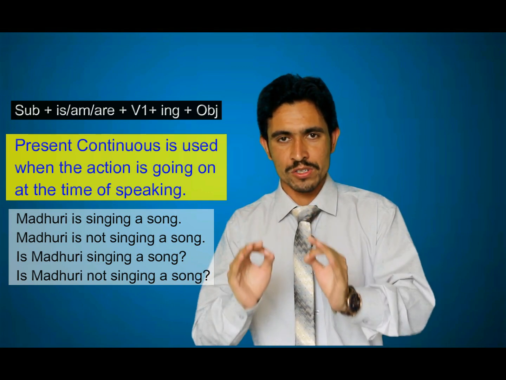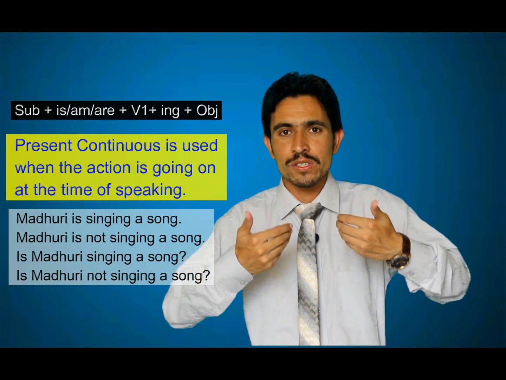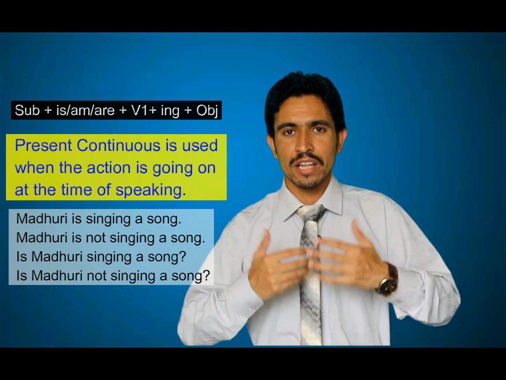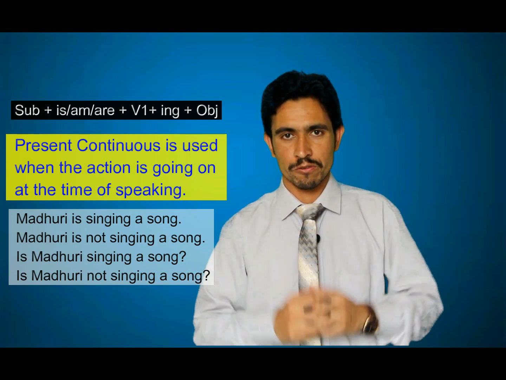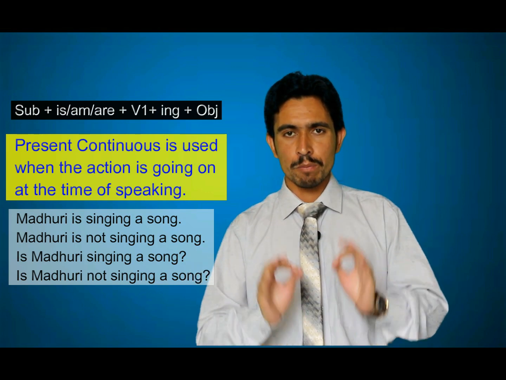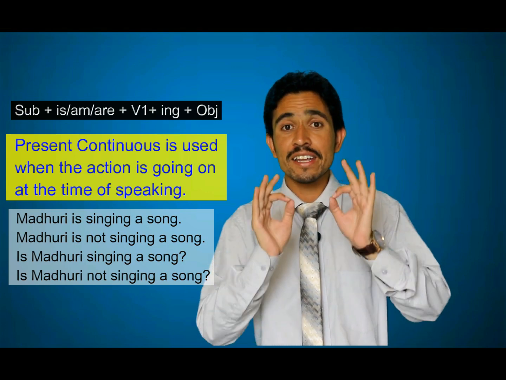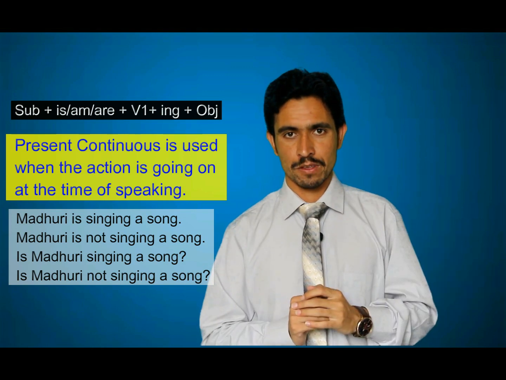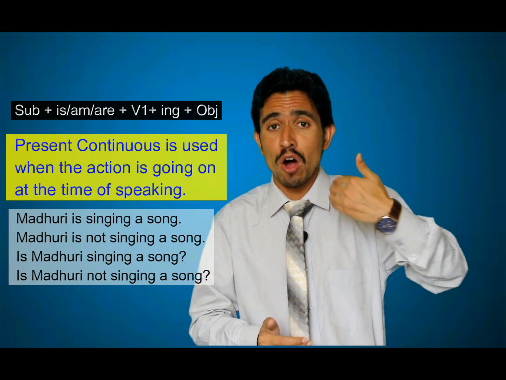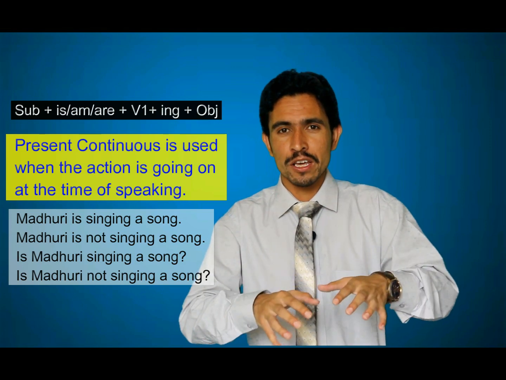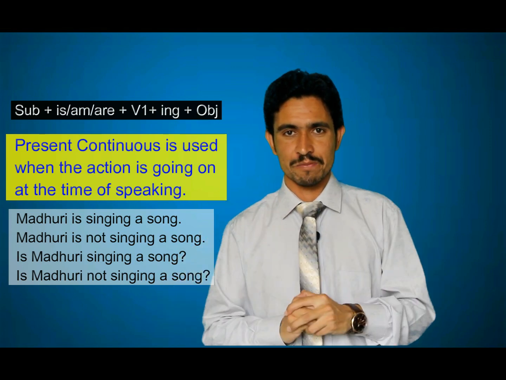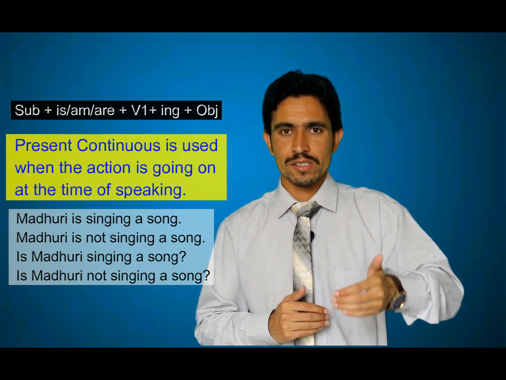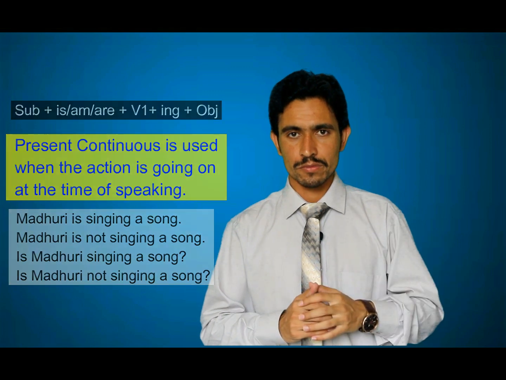So the first one is a positive sentence. The second one is negative. The third one is interrogative. And the fourth one is negative interrogative. So keep in mind that to make a sentence negative, use not after the helping verbs. And to make it interrogative, use helping verbs in the start of the sentence. Helping verbs in this tense are is, am, and are.